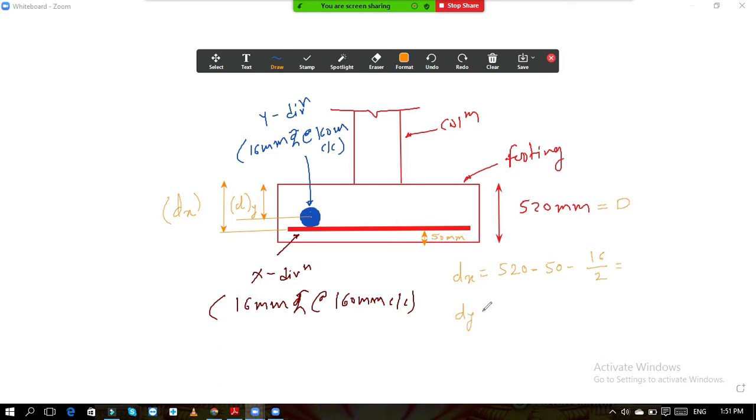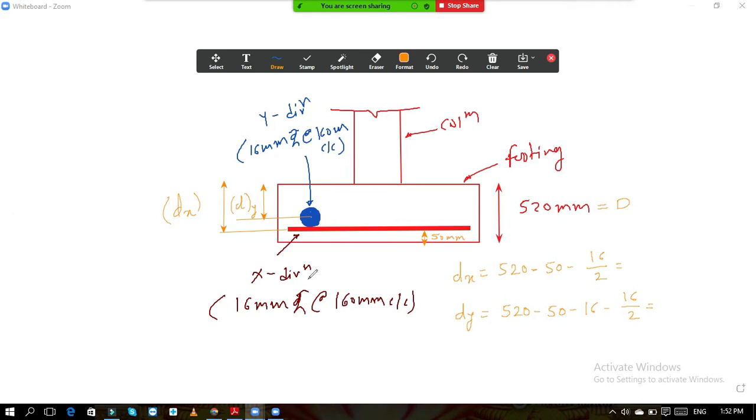Then dy. When we talk about dy, then in this case 520 is your overall depth minus 50 mm is your clear cover. Again, for this bar in x direction we should subtract that bar also, so that is 16, and then to the center of the bar in y direction, so minus 16 by 2. So in this way, you will get the effective depth. It is very simple reinforcement. On both sides, you have provided 16 mm diameter bars. First, you lay down the bars in X direction, and then you lay down the bars in Y direction. Okay. So this is your reinforcement details.